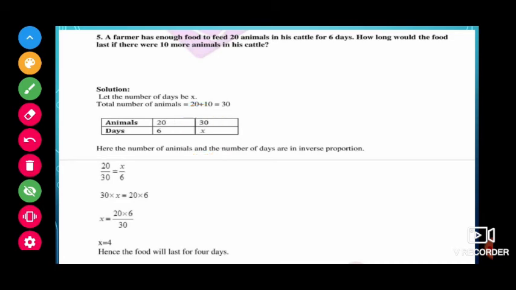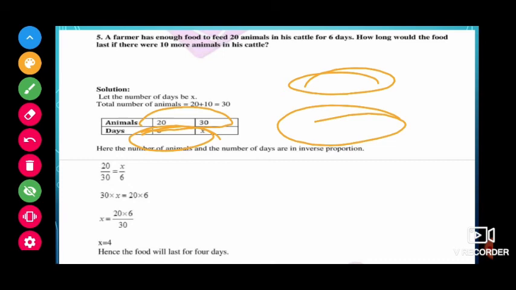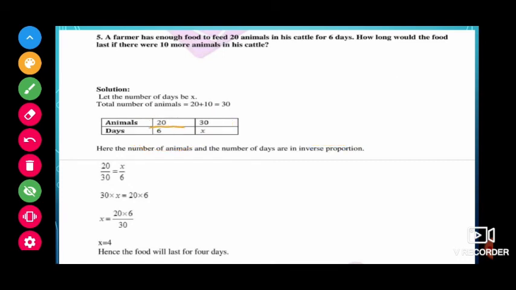Okay, now children, whenever you are doing the ratio method, this ratio equals this ratio, but not now. We should not take it like this. The animals ratio should be equal to the food ratio. In this way we have to take it. Okay, parallel ratio. So 20 by 30 is equal to x by 6. So x into 30 is equal to 20 into 6.